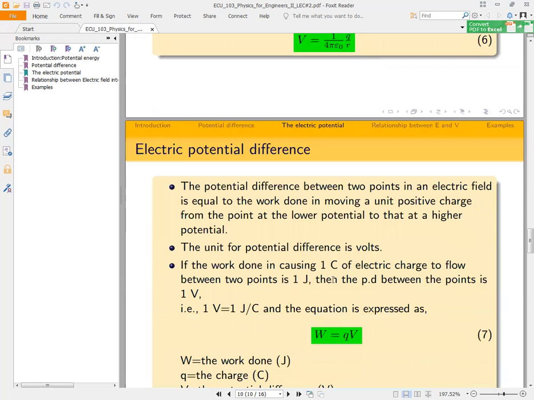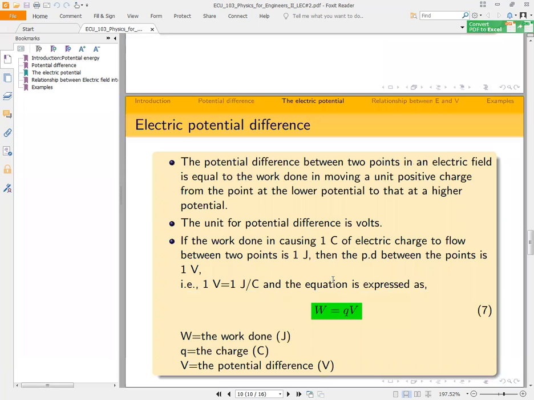So in the next slide, we just emphasize what we have already discussed, which is that the potential difference between 2 points in an electric field is equal to the work done in moving a unit positive charge from the point at the lower potential to that at a higher potential. So by now you should be able to see that when you are talking about potential or potential difference, you are talking about work done and unit charge.